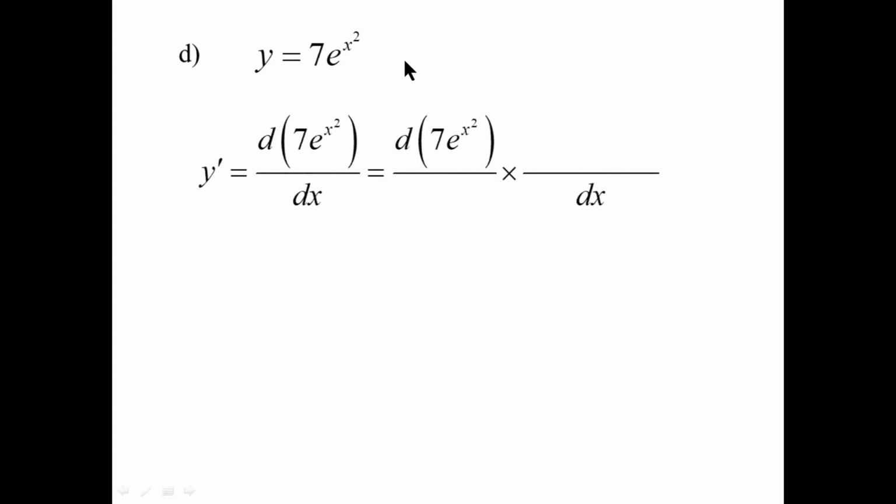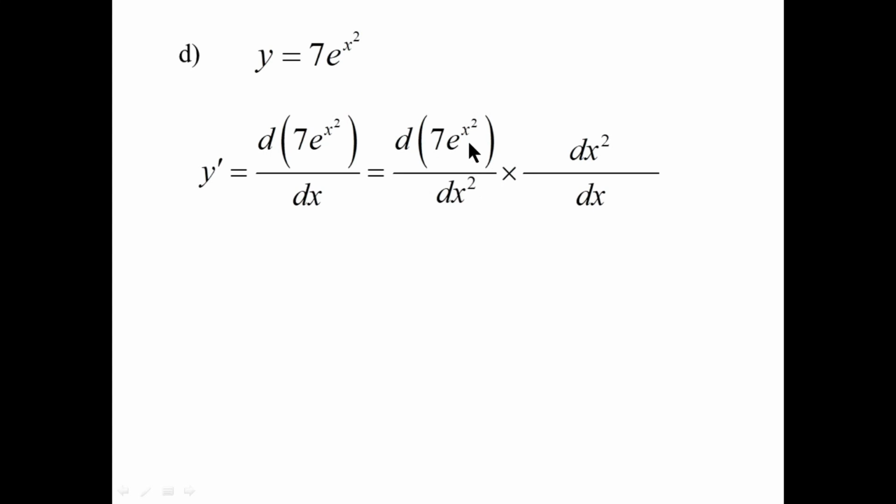So d7e to the x squared by dx equals d7e to the x squared by dx, and I slid the dx over. I'm going to use the chain rule. So anything I put here in this numerator, as long as it matches what goes in this denominator, is valid. And what one does is chooses x squared. Put dx squared in each.